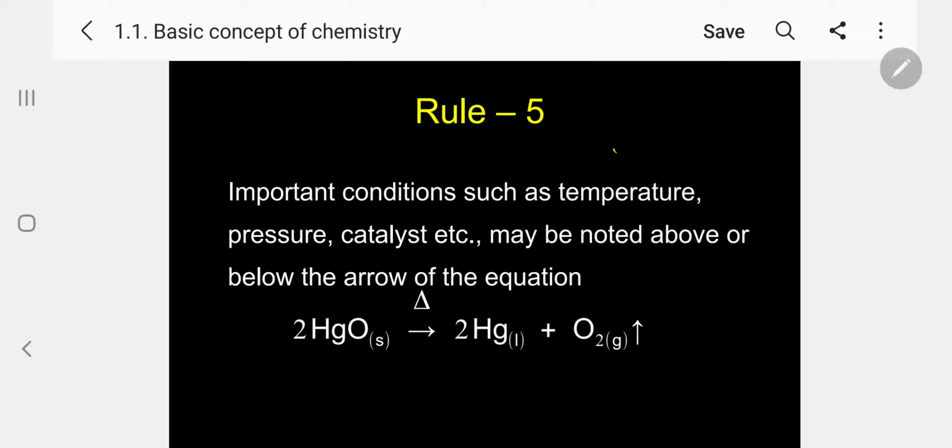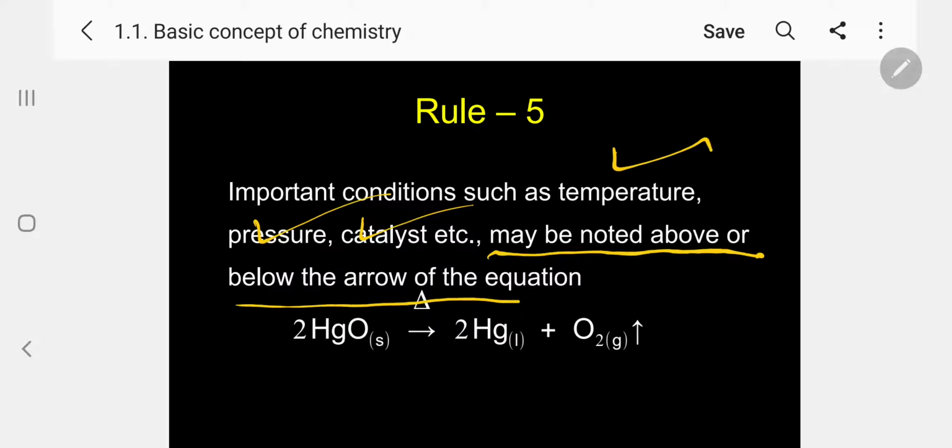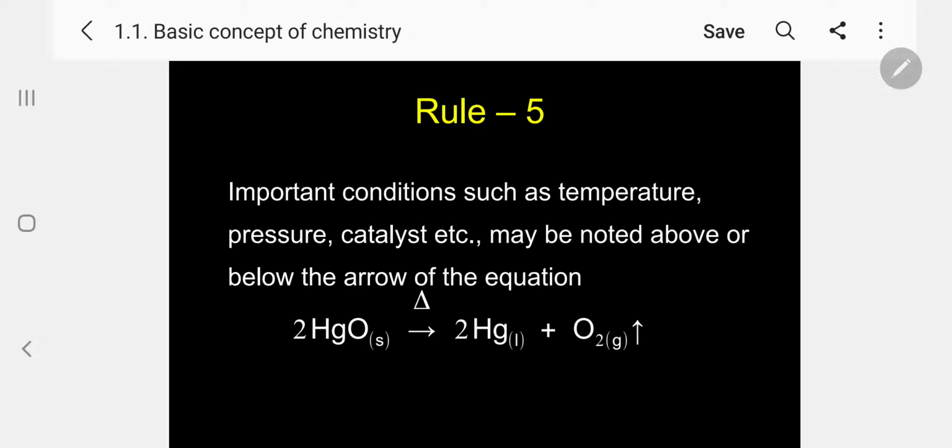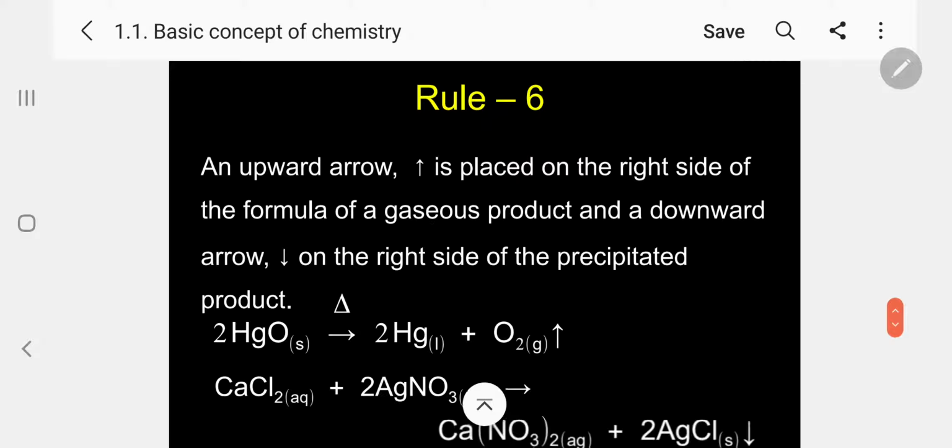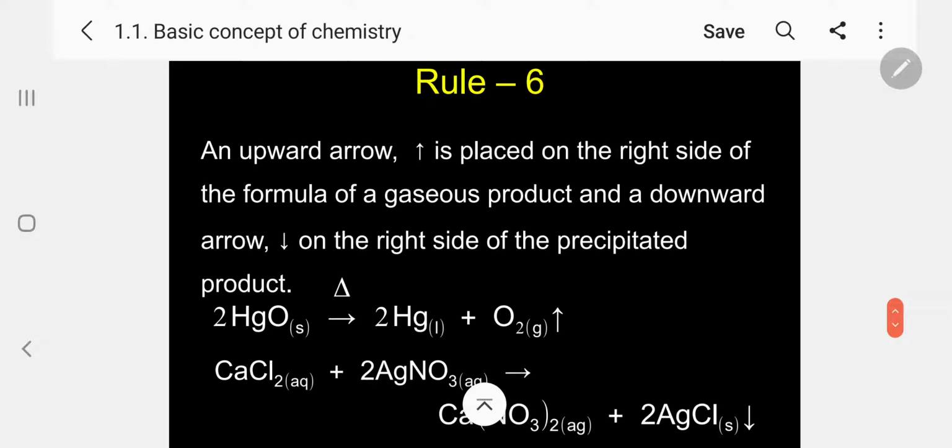Important conditions such as temperature, pressure, catalyst, etc. may be noted above or below the arrow of the equation. Kindly follow in this case. This is HgO, 2 moles. On action of heat it produces 2 moles of mercury and 1 mole of oxygen. This symbol, triangle, shows action of heat. It is shown over the arrow. Please follow. Then rule 6.